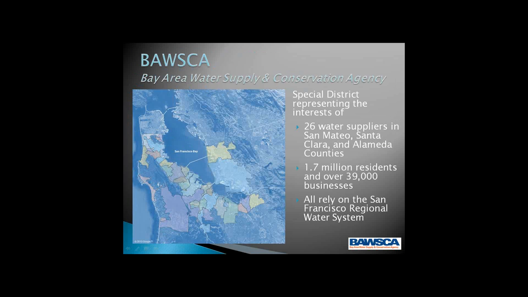So the Bay Area Water Supply and Conservation Agency, we're a special district that represents the interests of 26 major water suppliers in mostly San Mateo County, a couple in Santa Clara County, and a couple over in Alameda County. Basically, our service area covers most of the peninsula, the coast, everything up until the SFPUC service area, and East Bay up until the East Bay MUD service area. We serve about 1.7 million residents and over 39,000 businesses, all of which rely on the San Francisco regional water system.